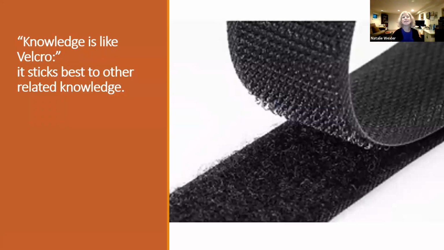It's also been said that knowledge is like velcro. It sticks best to other related knowledge. Now, I didn't invent that, but I think it's a great image. And it's really another way of saying that if we have more information in our long-term memory, we have more capacity to retain new information in working memory.